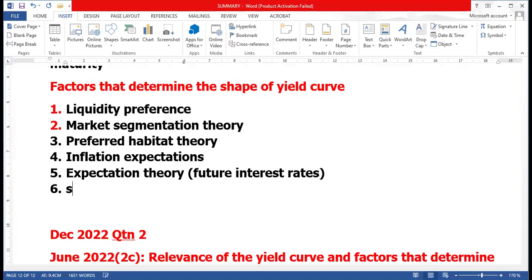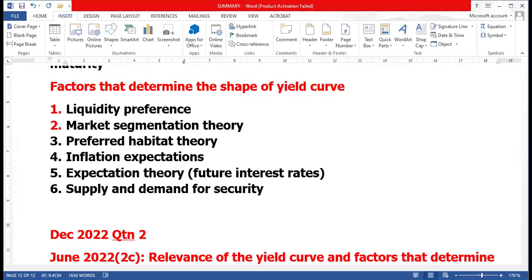The supply and demand can also influence the yields. The supply and demand for the security: the interaction between supply and demand in the market influences the yields at different maturities. That one as well can be there. For example, you realize that an increased demand for long-term bonds raises their prices and lowers their yields.